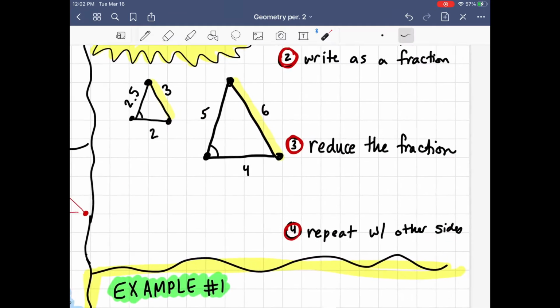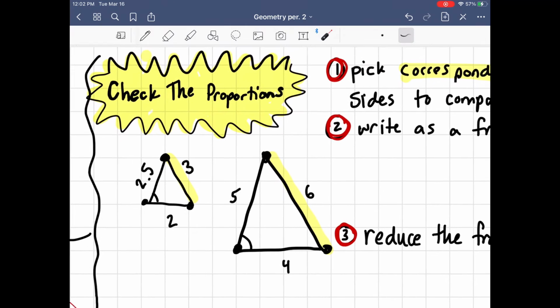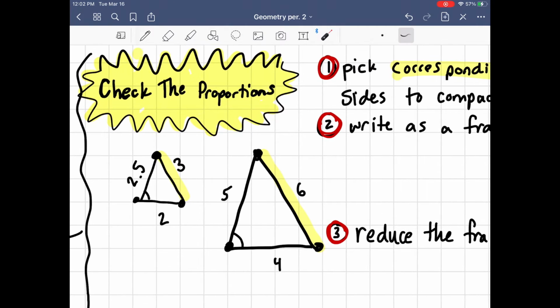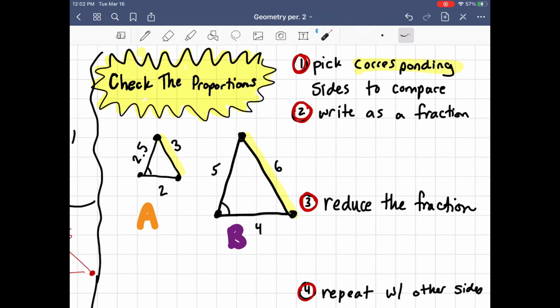Let's take a look at an example of how to check proportions. So here I have two triangles. They are labeled. We can see one is definitely bigger than the other, and I'm just going to label one as triangle A. I'm going to label the other as triangle B. That way we can just distinguish between the two.